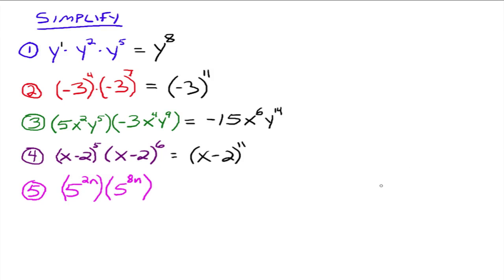All right, so 5 to the 2n times 5 to the 8n. So the base this time is 5. And we look at our exponents, and we have 2n plus 8n. And remember that 2n plus 8n are like terms, so we can add them up, because they both have the n's there. So 2n plus 8n is 10n. So this 5 to the 2n times 5 to the 8n all goes to 5 to the 10n. All right, does that make sense? That's the idea of multiplying exponential expressions that have the same base.